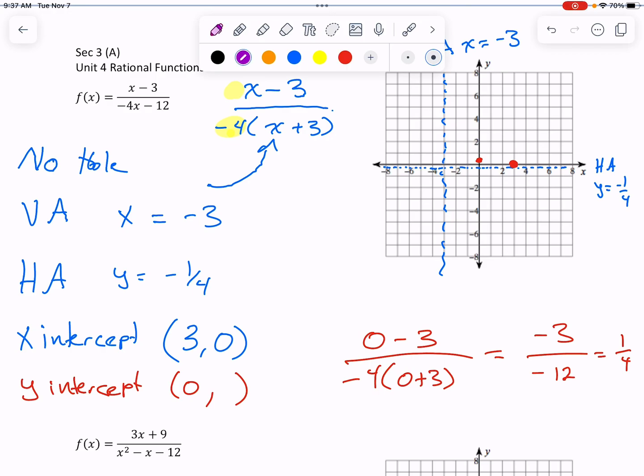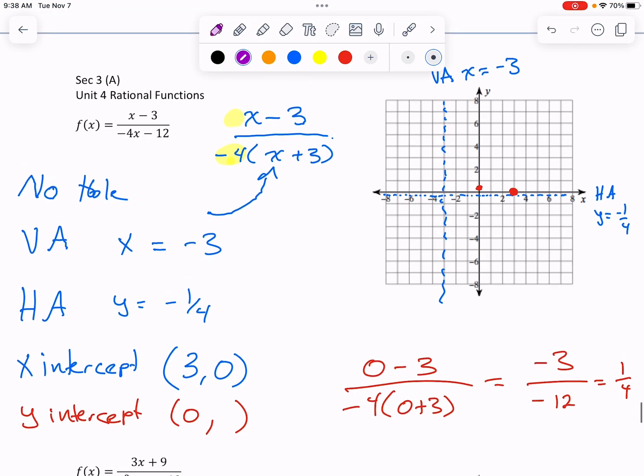And from there, the computer will slap the curve on there for you. And it looks like that.